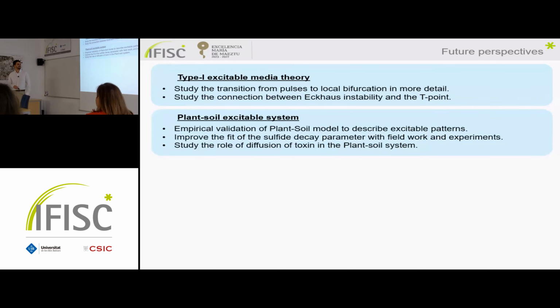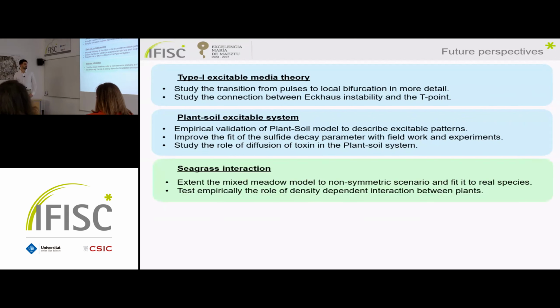About the plant soil system, it will be nice to have some empirical validation of our model, because at the end, most of the results are theoretical and some experiments should be done to determine if what we think we are saying is actually what is happening. Also, some of the parameters could be better fit, for example, the decay of sulfide. There are not very good measurements in the field. And finally, we didn't include diffusion of toxins in our model, and it could play a role for the creation of Turing patterns or something that are seen in other kinds of systems.